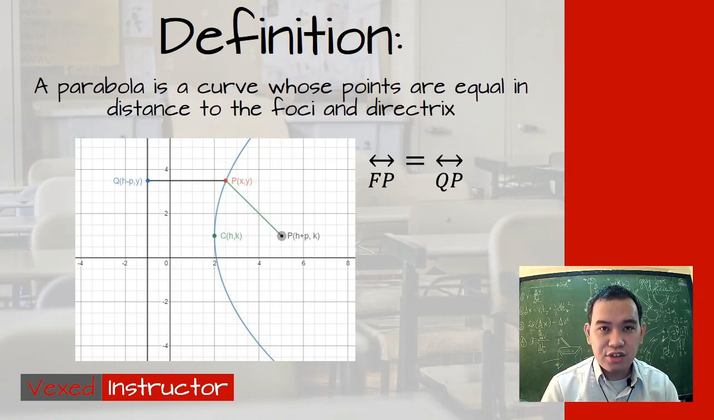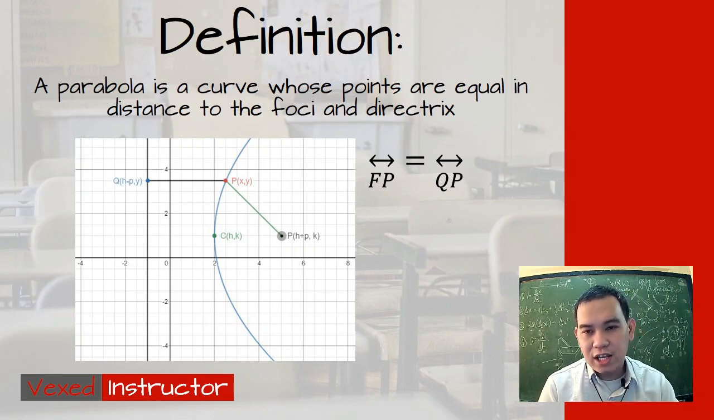As you can see in the illustration, if I were to draw a line from the foci, and let's call it point F, to any point on the curve which we will designate as point P, the distance that I would get would be similar in length to a line drawn from the directrix, which is point Q, to the same said point on the curve.